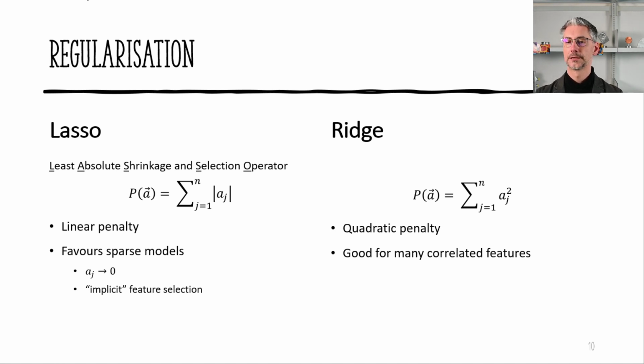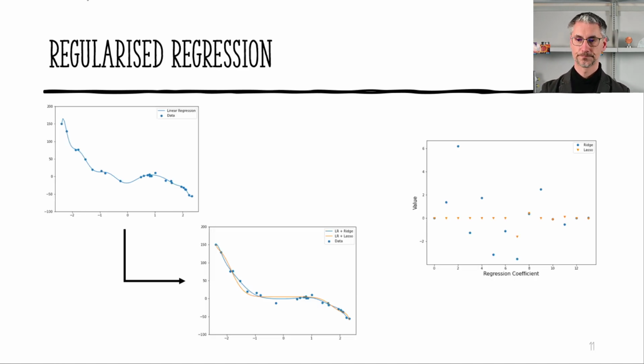The other one that is frequently used is ridge regression. This is a quadratic penalty, and that is good for many correlated features. Of course, we can also combine the two of them. So if we do this, we have our linear regression with a high degree of flexibility in the top left one, and now we add the penalization. You can see from the two results that the ridge and the lasso regularization perform slightly differently.